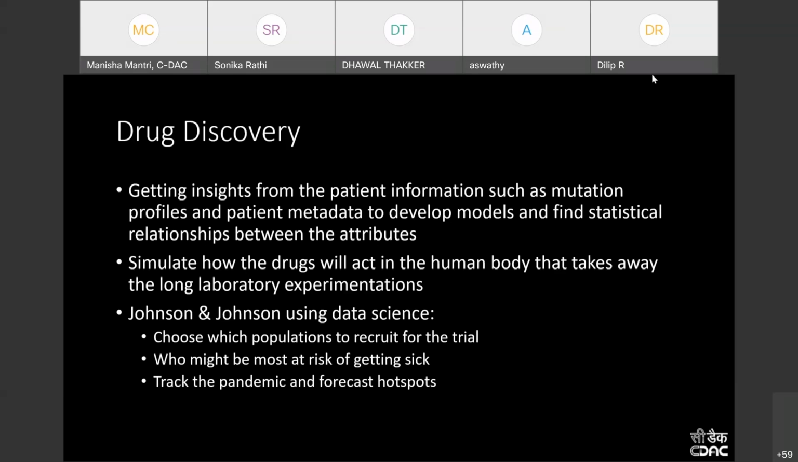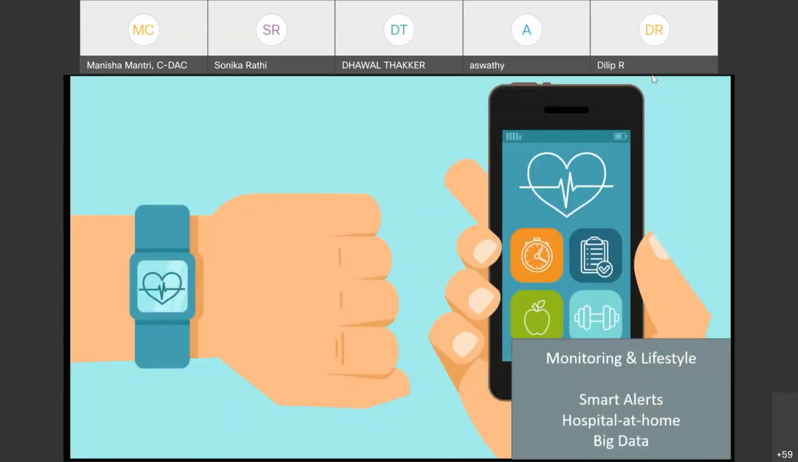As an example, Johnson & Johnson is using data science for choosing which population is to be recruited for the trial, and who might be most at risk of getting sick during or after the trial, and also to track the pandemic and forecast hotspots in future. So all of this is already in place, and many people are working on it.